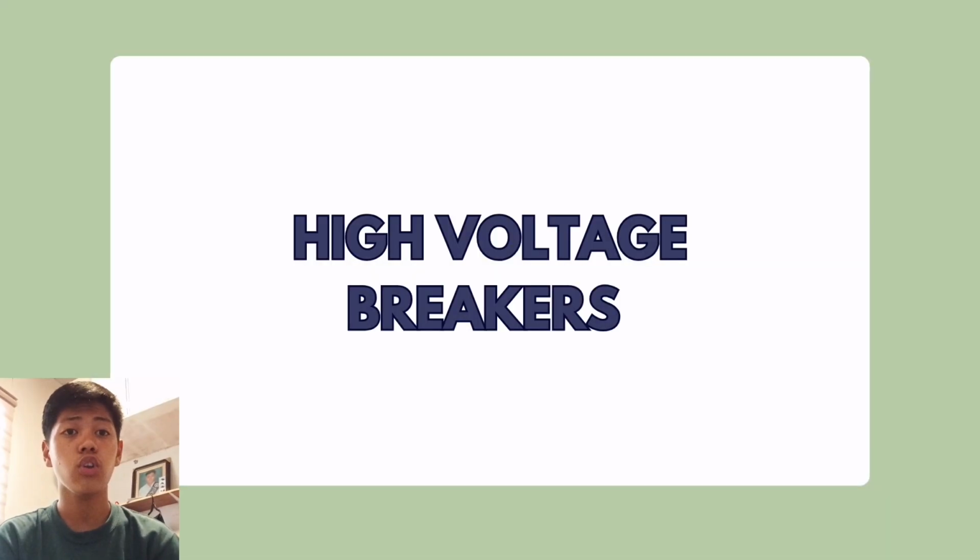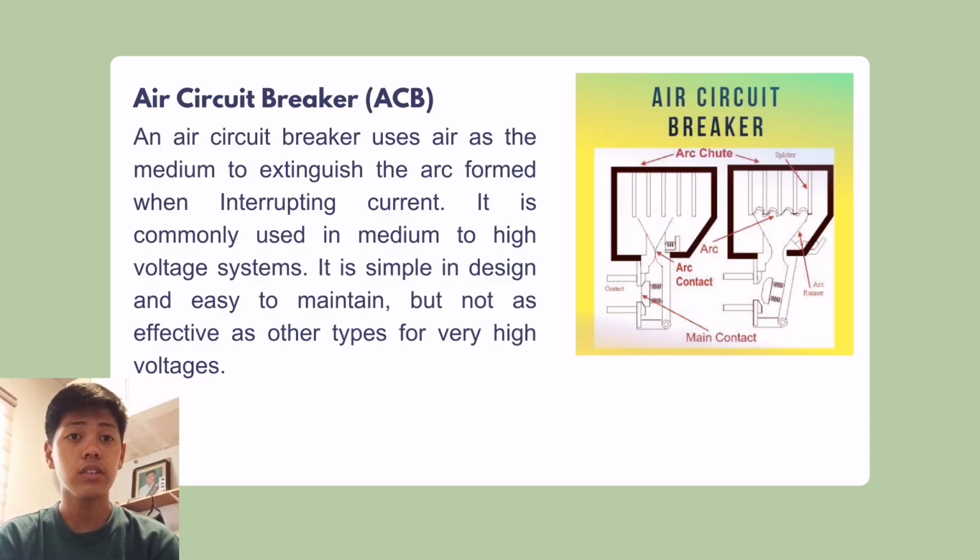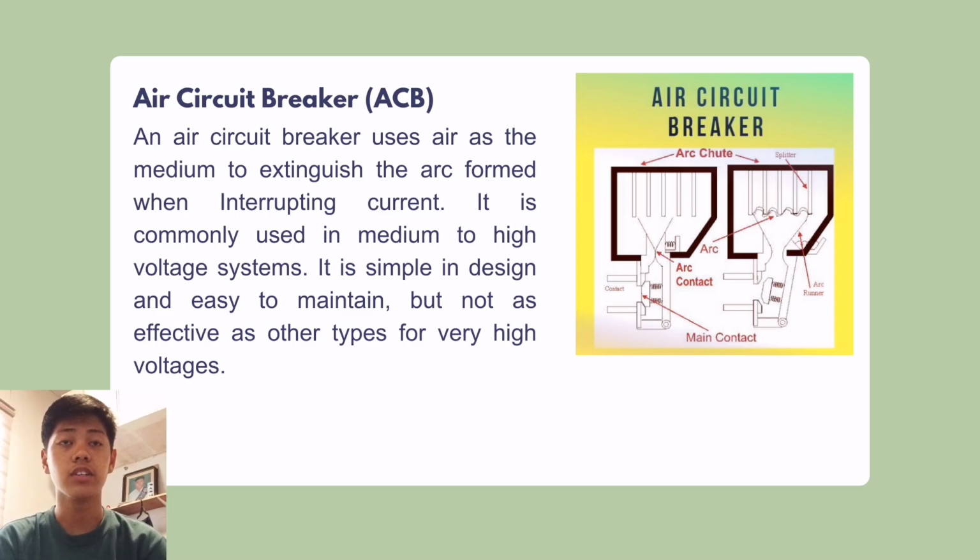So our topic is all about high voltage breakers. In the picture, as you can see, the first is the air circuit breaker. An air circuit breaker operates by using air as the medium to extinguish the arc formed during circuit interruption. It is widely applied in low to medium voltage systems, particularly in industrial distribution panels. Advantages include simple construction, ease of maintenance, and cost efficiency, although its performance is limited in very high voltage applications.